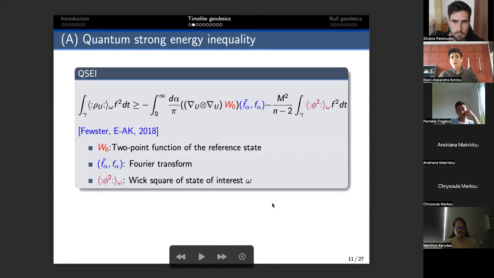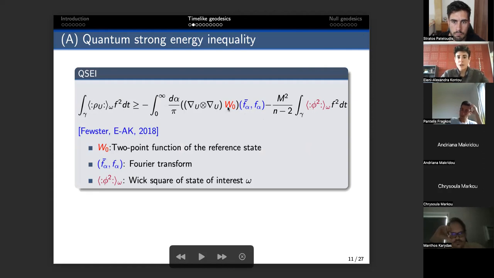And this is the result. So on the left-hand side, we have this difference between the two states, the state of interest and the reference state, for the effective energy density, the quantity that appears in the strong energy condition. And on the right-hand side, we have the bound. So let's see what's going on with this bound, because it doesn't yet look at all like the bound that I had for the singularity theorem.